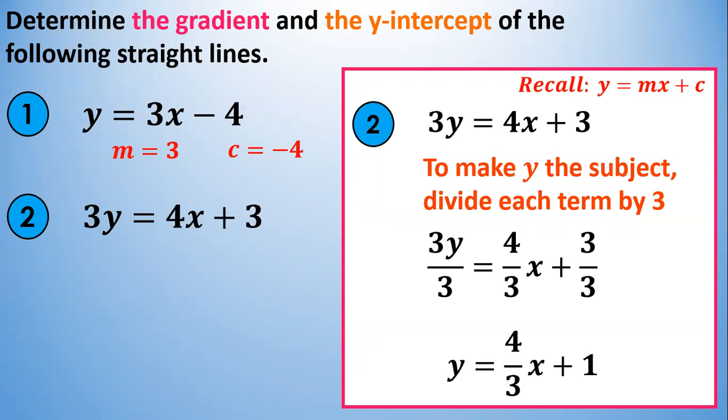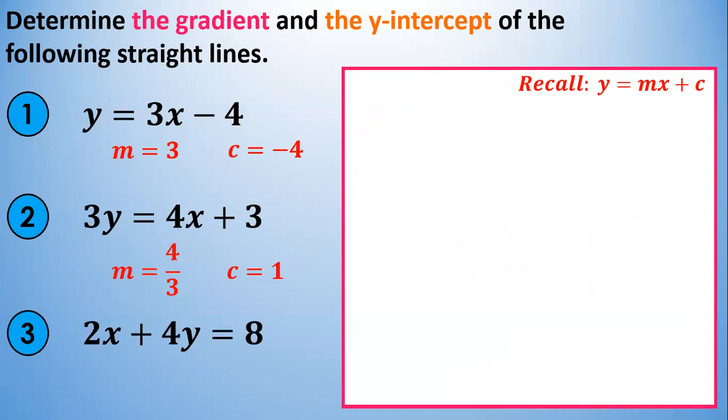Therefore, our equation of our straight line is y is equal to 4/3 x plus 1. At this point, our equation is in the form y is equal to mx plus c. Our gradient is 4/3 and our y-intercept is 1. Let us look at another example.